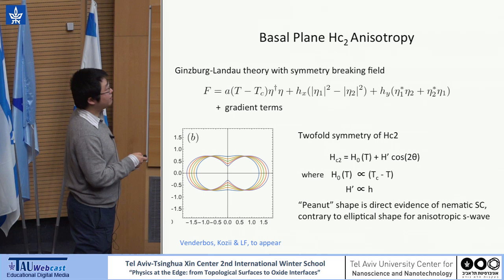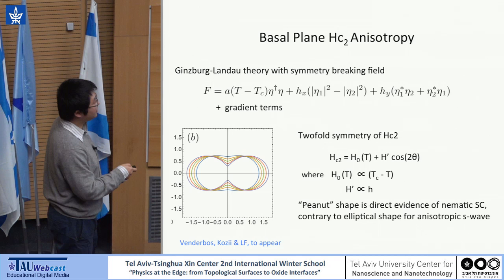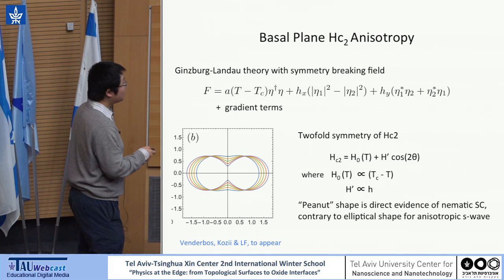There's a temperature-dependent part as an S-wave matter that is rotationally invariant. But then there's a second piece, which is temperature-independent, at least near Tc. There's a temperature-independent piece, which has a two-fold symmetry. Okay? So plotting this Hc2 as a function of angle, we get this peanut shape. Different curves correspond to different magnitudes of the anisotropic term.